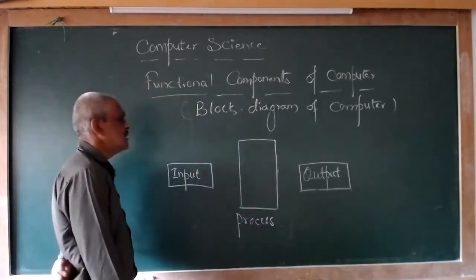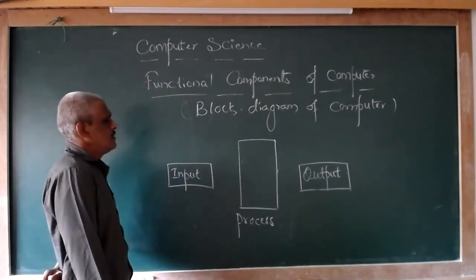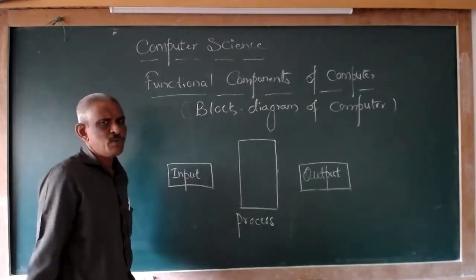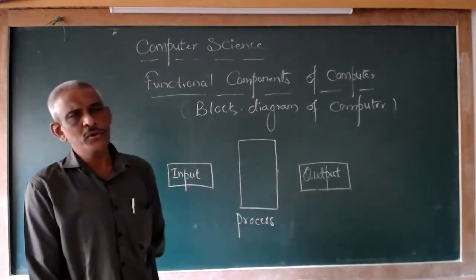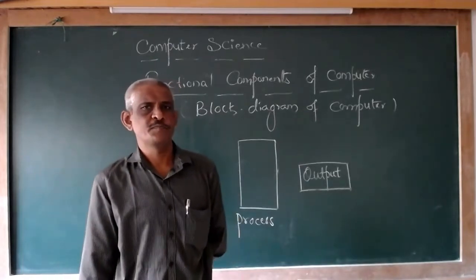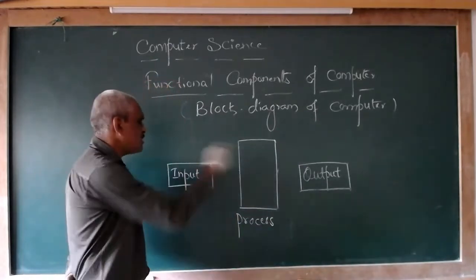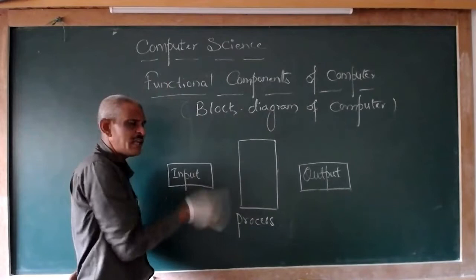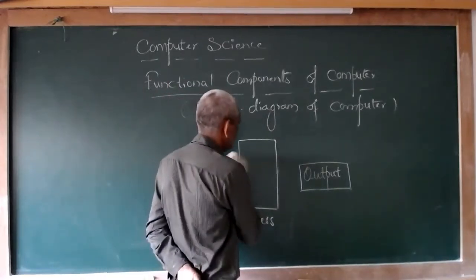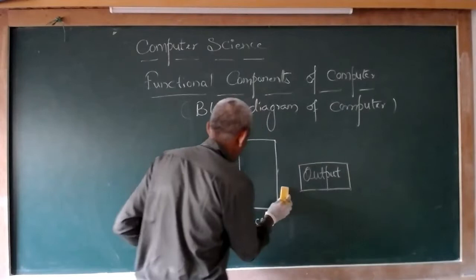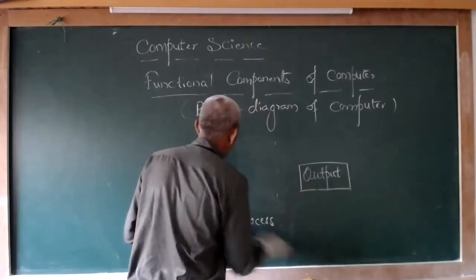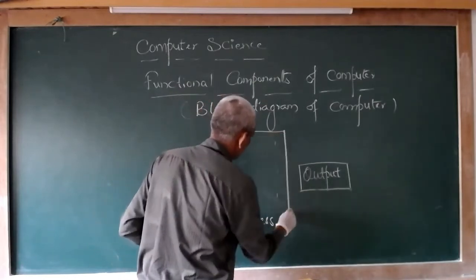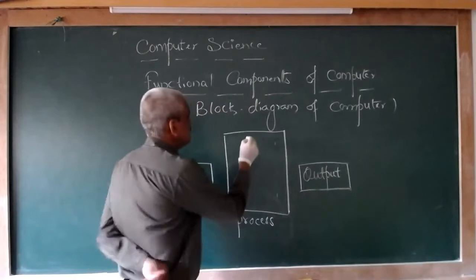So now, again, this process block is divided into 3 more components. First, there are 3 blocks. Then again, I am dividing this process block into 3 parts.